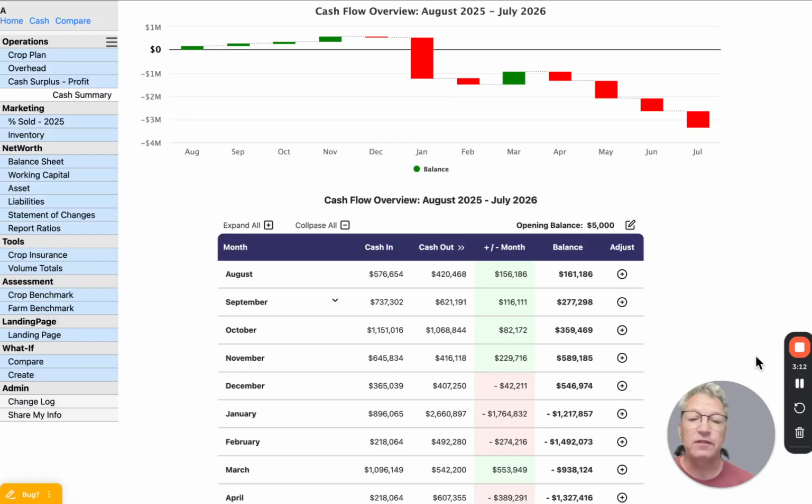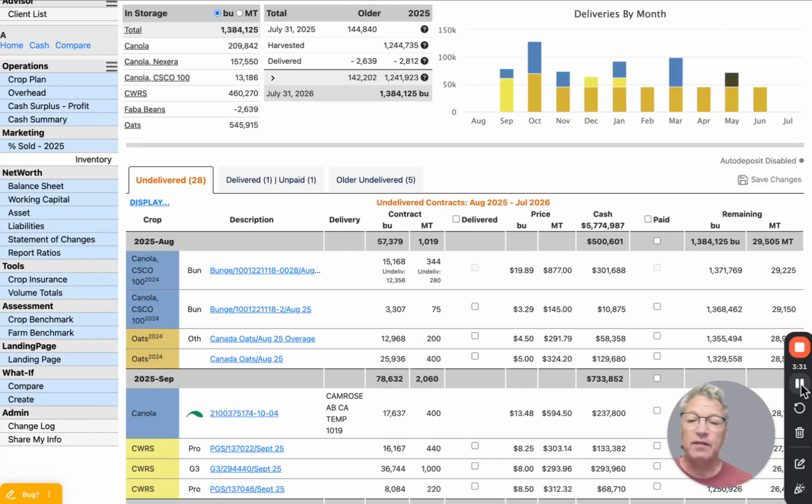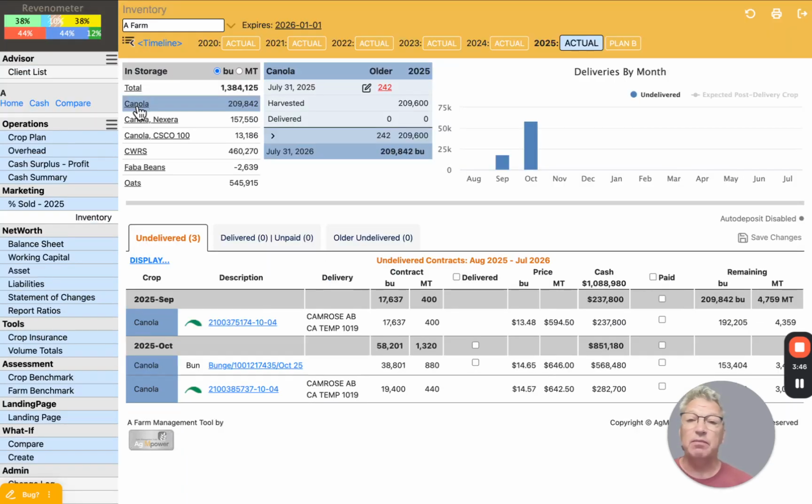Of course, cash flow is important, and so you need to be able to see what cash you have going out and how much cash you need to have coming in through your sales, and being able to see when it is you need to time those sales for your farm. It's nice to have a schedule on when you have crop going out. So here we put together a monthly schedule of your delivery. You can also break it down by each crop.